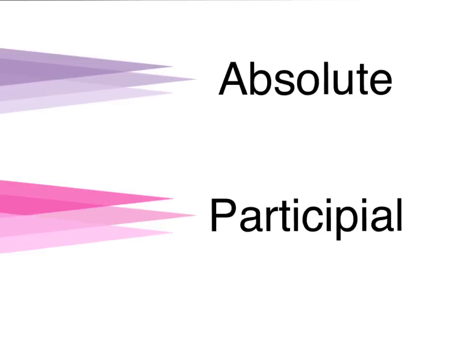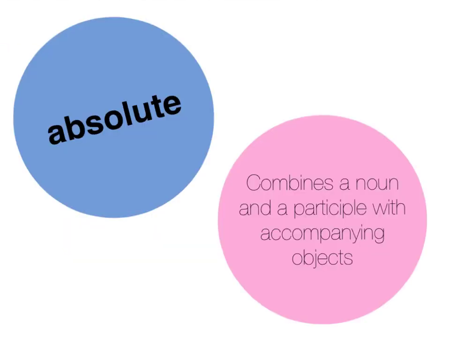Today we'll be talking about two different types of modifiers, the absolute and the participial. These two things have verbs in common. They're going to act as the center of these two modifiers. So let's first start with the absolute. The absolute has a couple of components. It includes a noun, a participle of a verb, as well as accompanying objects or additional words to help describe what's going on.